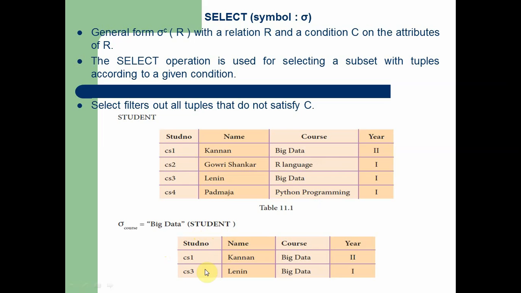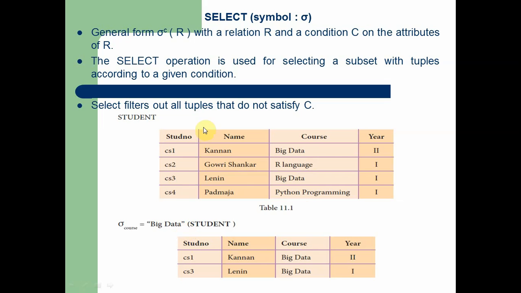So as a result we get a subset of tuples where all their courses are big data, which can be accessed only through the relational algebra called select. So select is a relational algebra operation used to give a query. So what is the query? Show the tuples or records where course is equal to big data.